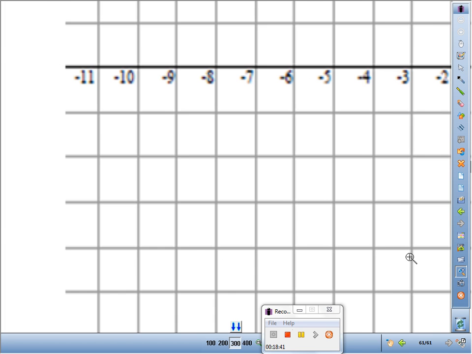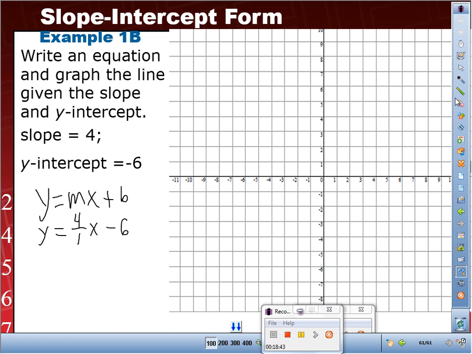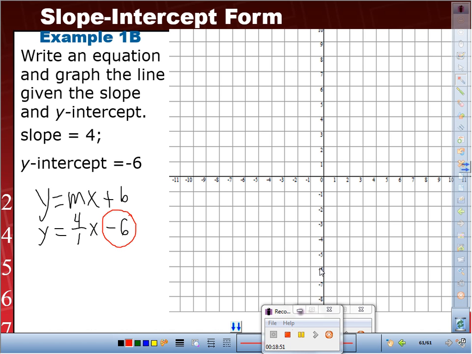Let me zoom out. Alright, so first step, we need to make sure it's in slope-intercept form. Yes. Step 2, identify and plot the y-intercept. Y-intercept is -6, which is down here. Okay. From there, I use my slope to plot points. That means 4 steps up, 1 to the right from this point. 1, 2, 3, 4, 1 to the right.